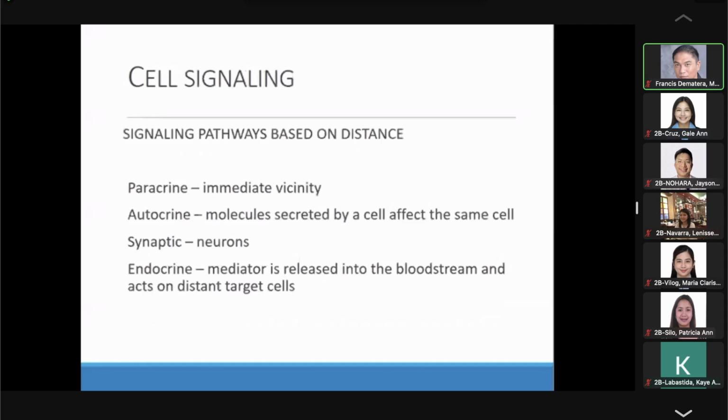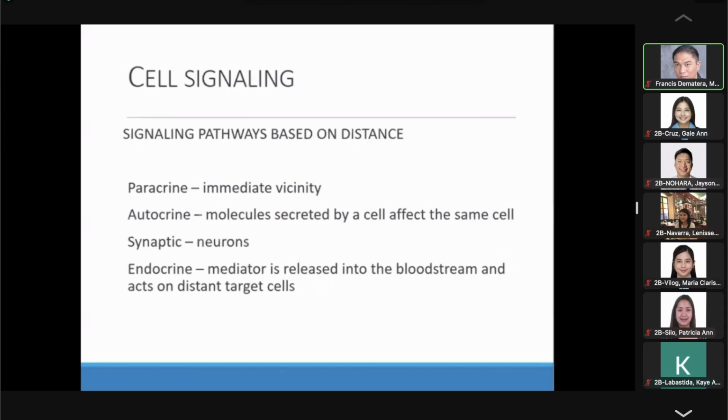So these signaling pathways can be based on distance. So paracrine, the cells here that are affected are those within the immediate vicinity. In autocrine, the molecule secreted by a cell would affect the same cell. So this can be a means to entrain groups of cells undergoing synchronous differentiation during development, or to amplify a response or as feedback inhibition.